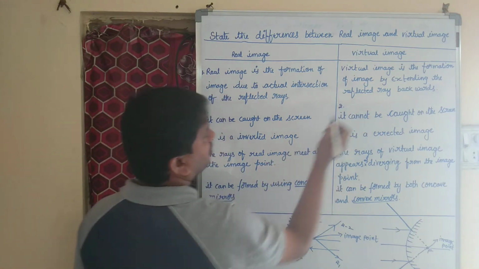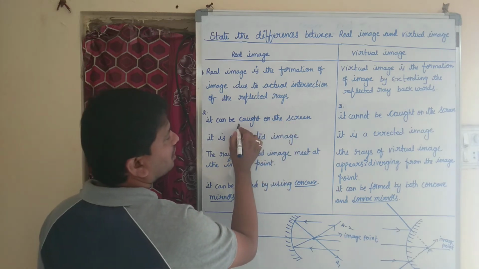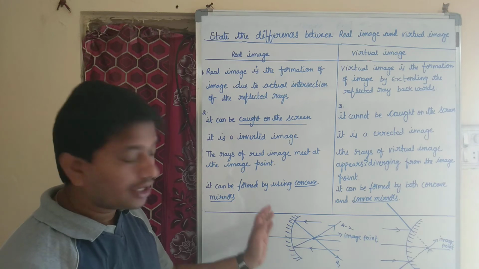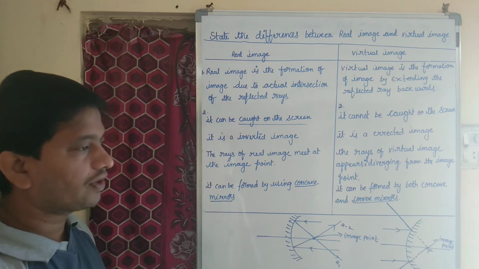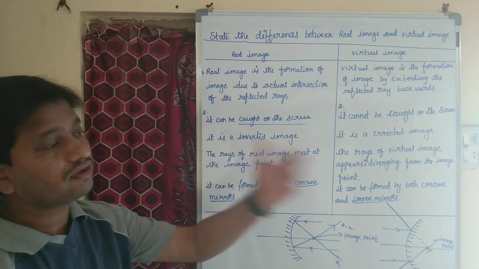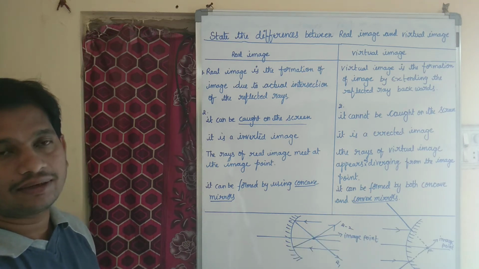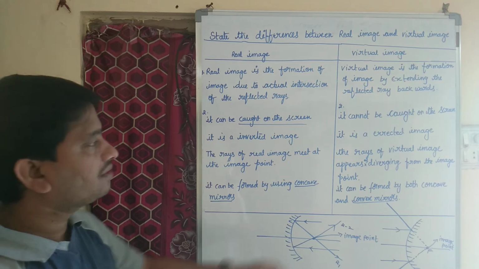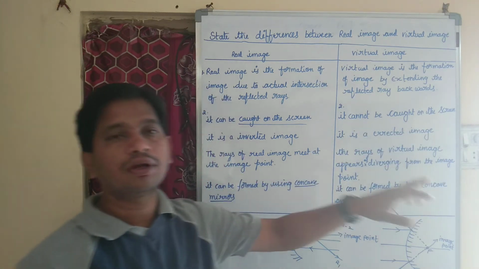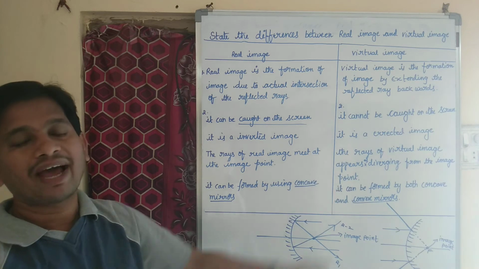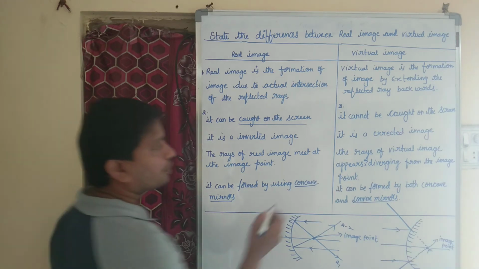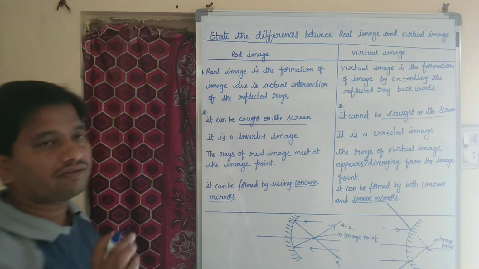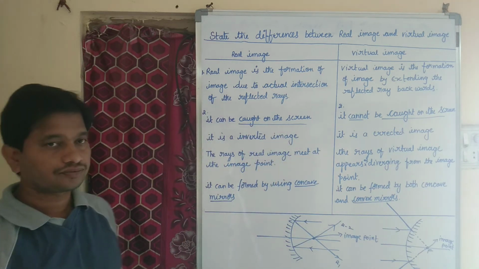it can be caught on the screen. What is the meaning of caught on the screen? Because the image is formed in front of the mirror. Suppose when we are standing in front of the mirror, our image is formed on the back side of the mirror, right? So it can be caught on the screen. We can see the image on the screen. But whereas here it cannot be caught on the screen, because the image is forming on the back side of the mirror. Real image we can catch on the screen, but virtual image cannot be caught on the screen.